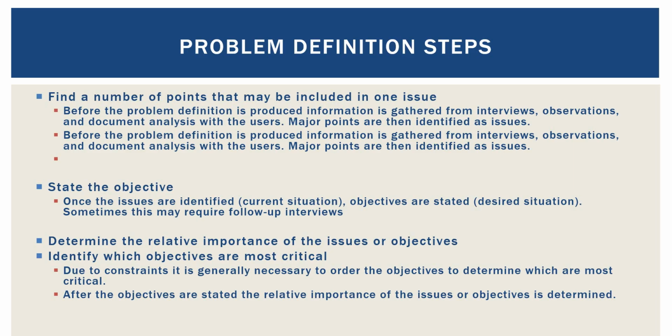So what are the steps that are taken to define a problem? Number one, find a number of points that may be included in one issue. We have an issue, like we said, that's the current situation. Before the problem definition is produced, of course, we gather information through data collection methodologies. Then major points must be identified as issues. Not all points are addressed as issues, but we identify major issues, and if we do, we could find out that some small issues can actually be within those major issues.